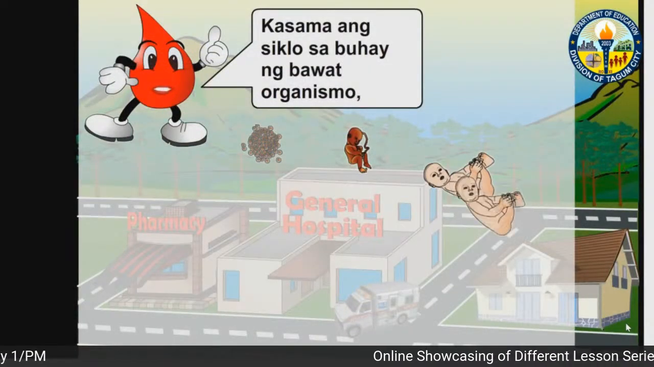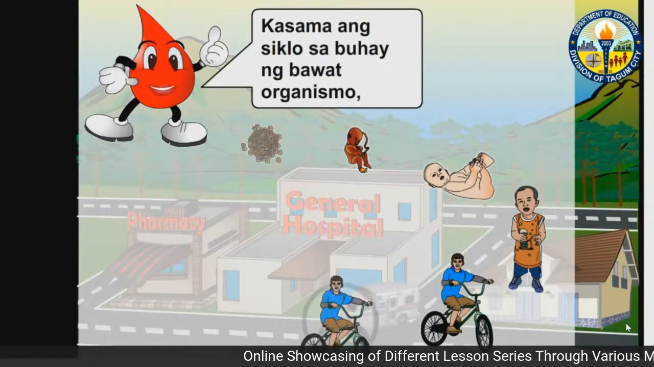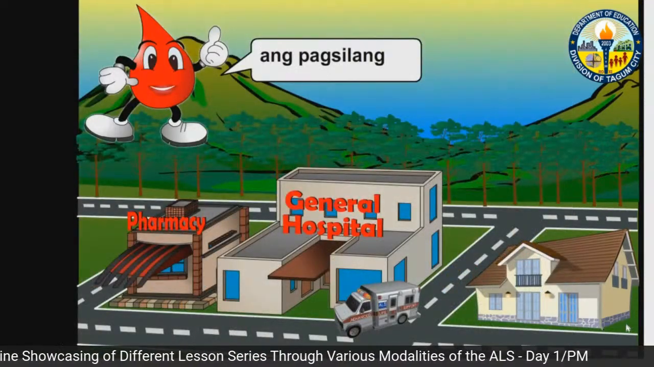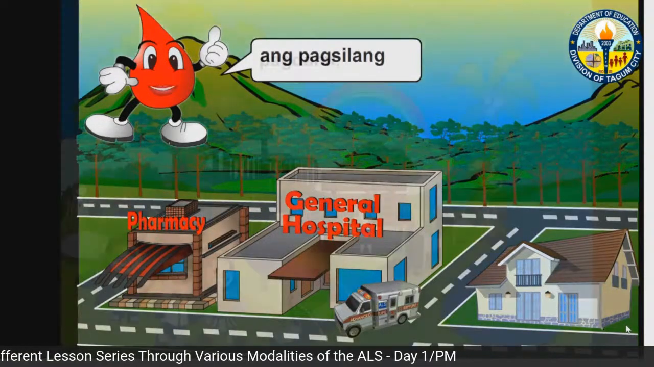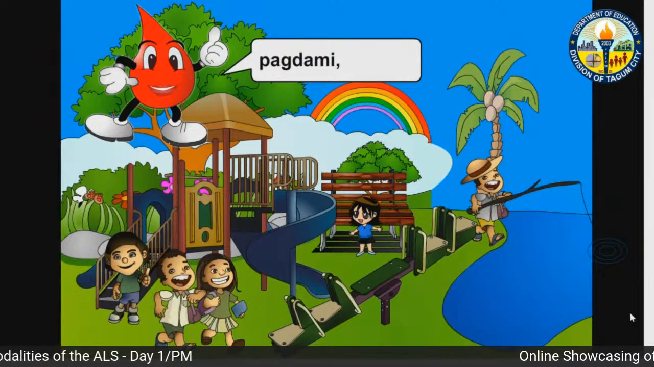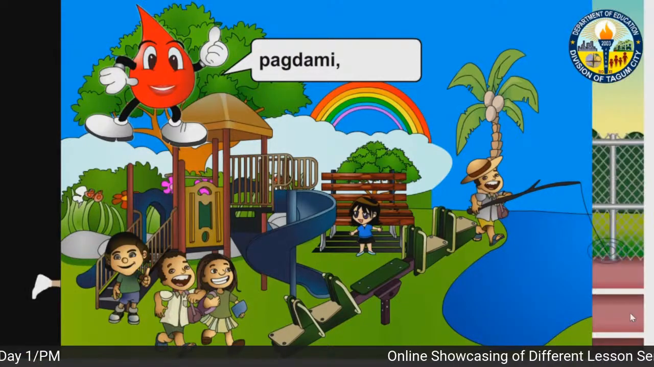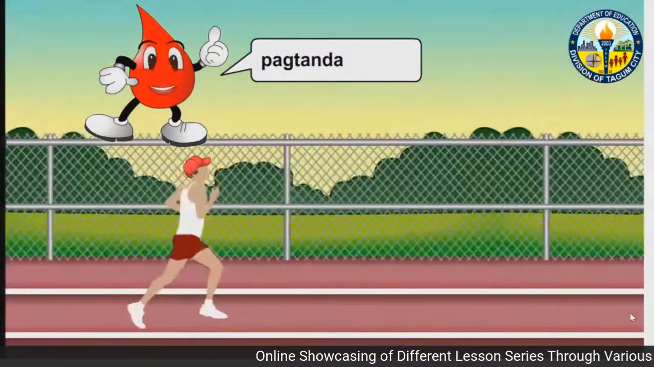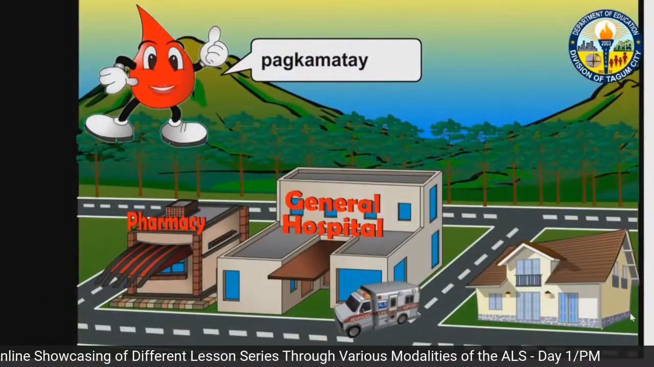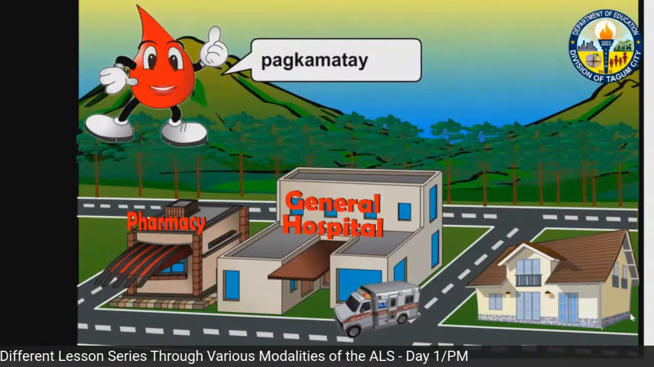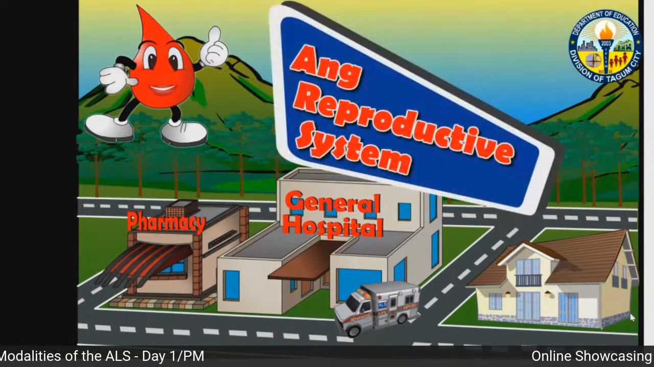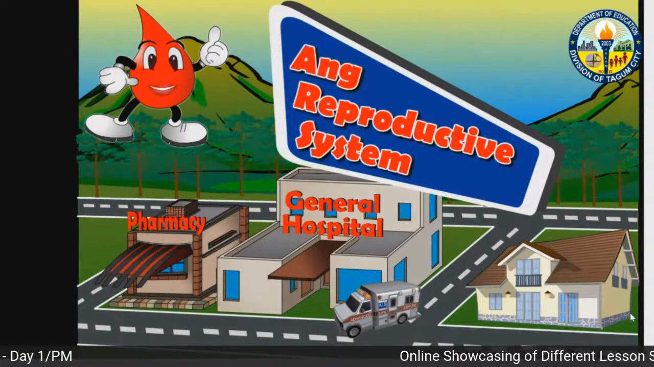Kasama ang siklo sa buhay ng bawat organismo: ang pagsilang, pagdami, pagtanda, at pagkamatay. Ito ang reproductive system.